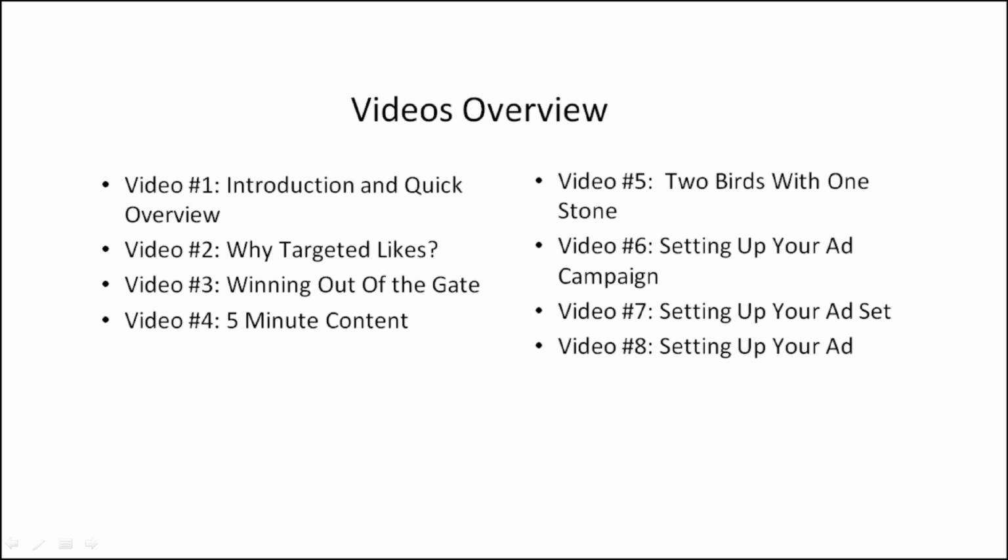So we talked about how to create content. How do we know what content is going to convert into sales, into leads, into profits? So we'll talk about that. Video number 6, 7, and 8 is where we jump in and we show you how to actually run an ad campaign. So video number 6 is all about setting up your ad campaign. Video number 7 is all about setting up your ad set. And of course, last but not least, video number 8 is about setting up your ad.